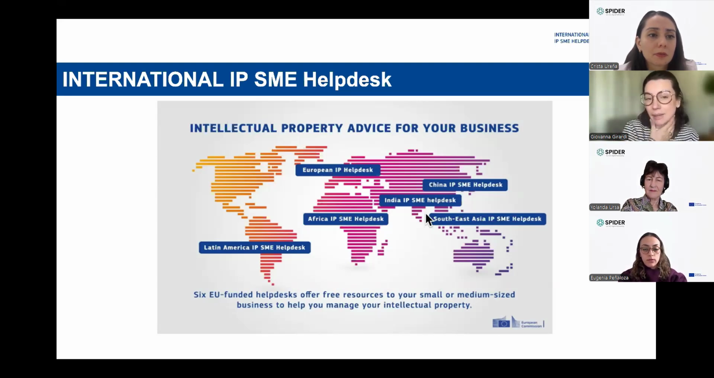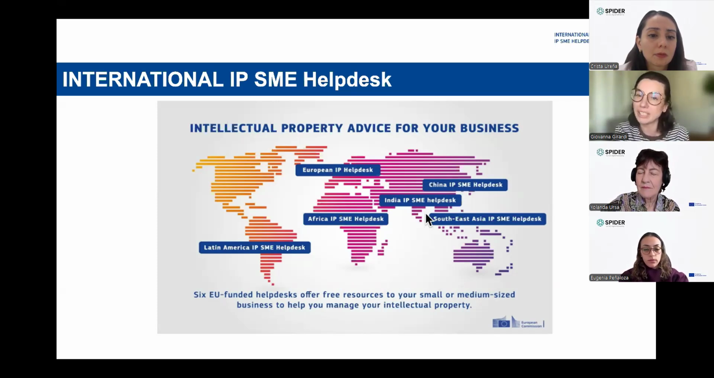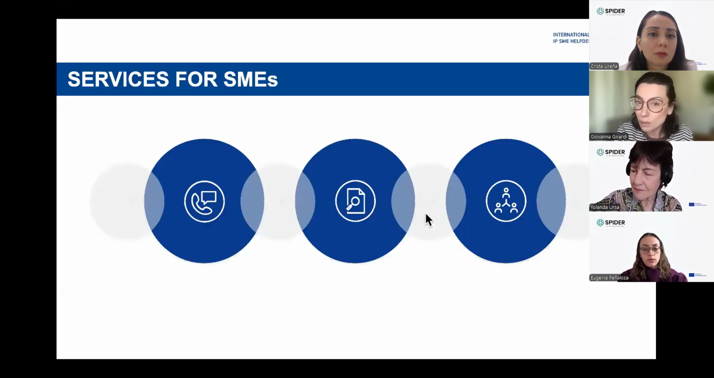These six help desks have different geographical scope, precisely because intellectual property rights are territorial, and it's important that we understand locally where we are going, what is required there, because IP is so territory focused. We have six different help desks with different geographical scope. We have Africa, the European one, India, China, Southeast Asia, and of course the Latin American one. The services we provide are all the same.